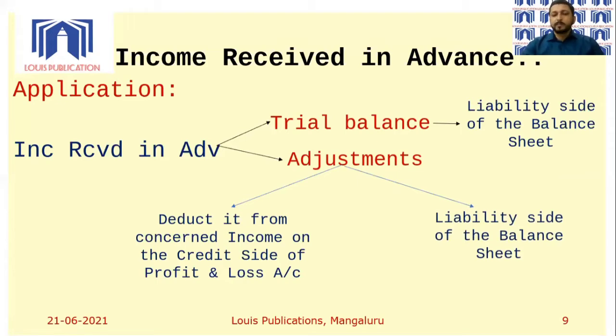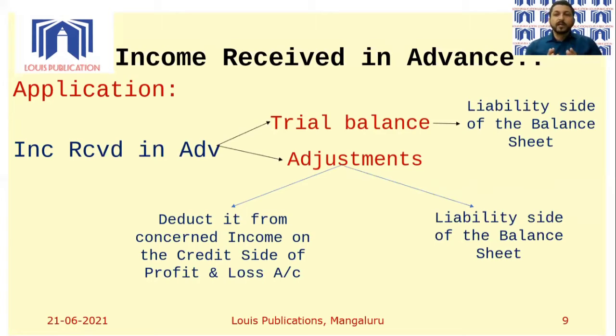So this is about the concept of income received in advance, if given in the trial balance, if given as an adjustment. Now, one very, very important point that I would like to state. When I say credit side of profit and loss account, when I say debit side of profit and loss account, for all the items that we have discussed, starting from outstanding expenses, outstanding income, accrued income, prepaid expenses, income received in advance. So when I'm talking about these items, and when I say debit side and credit side of profit and loss account, we have to understand.